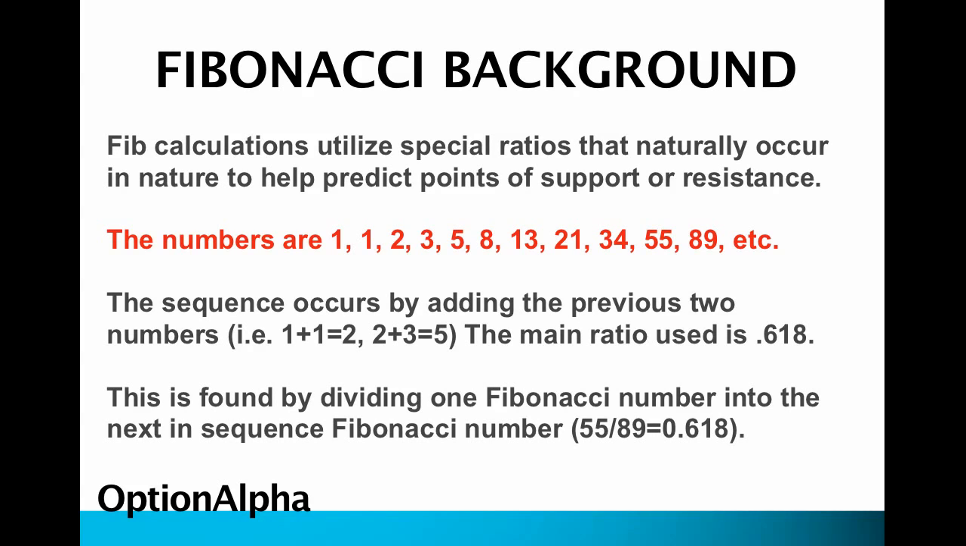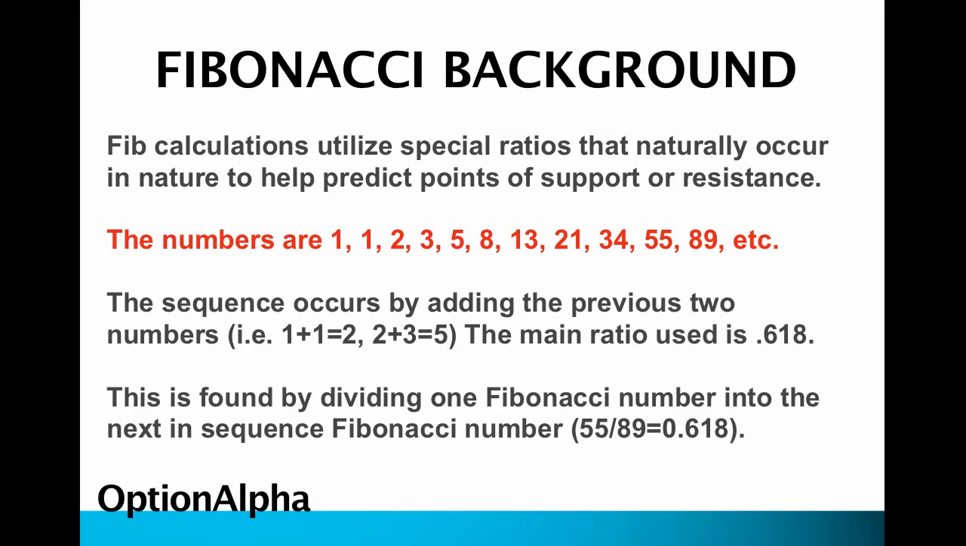Now fibs are calculated using special ratios that occur naturally in nature to help predict points of support and resistance, or at least that's where the background of the Fibonacci sequence comes from. So the sequence occurs by adding the previous two numbers and then going sequentially in line. So if you take the numbers 1 and 1, that's 2, 2 and 3 is 5, 3 and 5 is 8, 8 and 13 is 21, etc., etc.